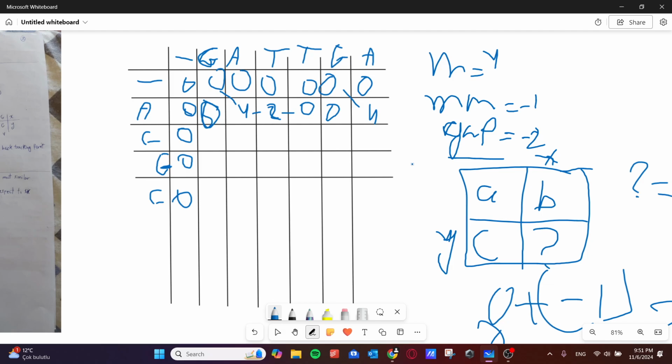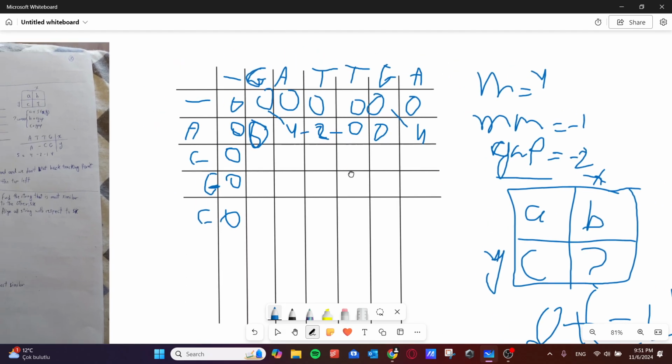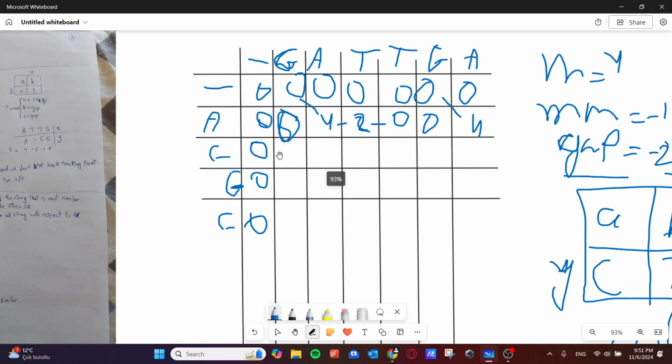I hope you understood the concept, because I'm trying to do it fast. So okay, let's take this slow. Here from the diagonal, it's 0 plus mismatch, which is -1. From B plus gap score, which is -2. Here's C plus gap score, which is 0 plus -2, which is -2. So you will get 0.